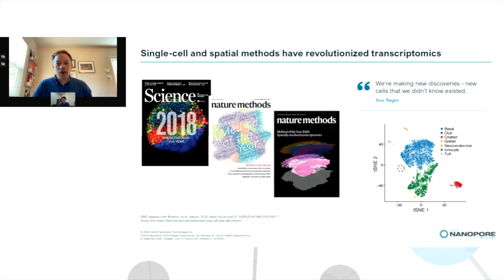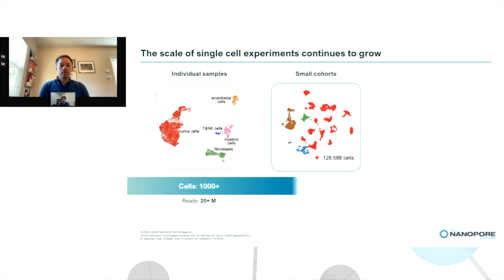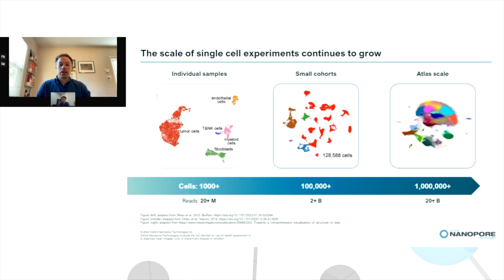I think we probably all agree that in the last 5 to 8 years, single cell and spatial methods have really revolutionized the field of transcriptomics. And I think what's driven that is the new biological discoveries that have been made. But on the technology side, this has been enabled by new technologies that have made it much simpler to analyze many, many cells, tens of thousands and hundreds of thousands of cells. So what we've seen is that the scale of single cell experiments continues to grow.